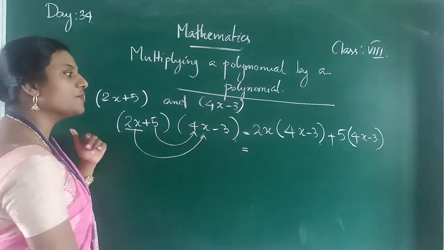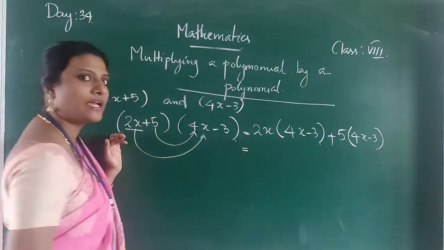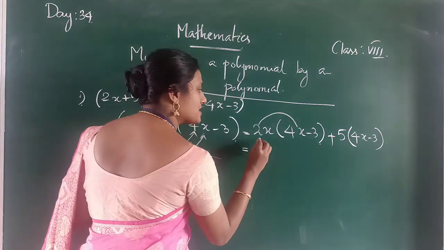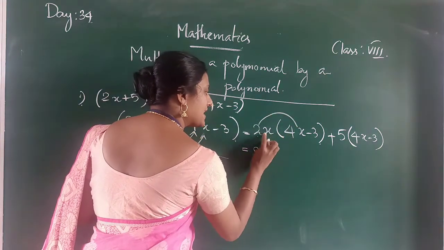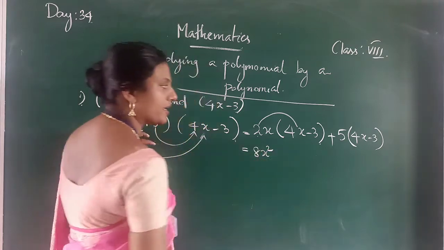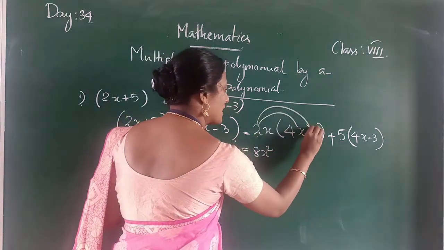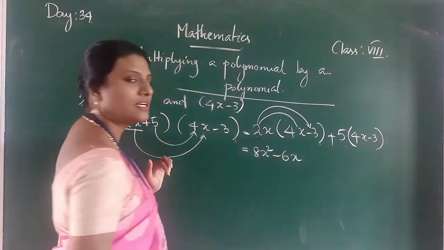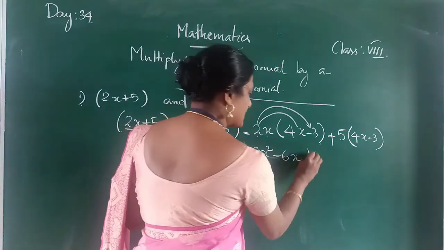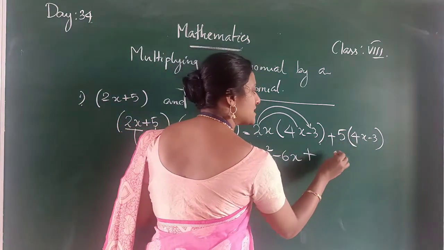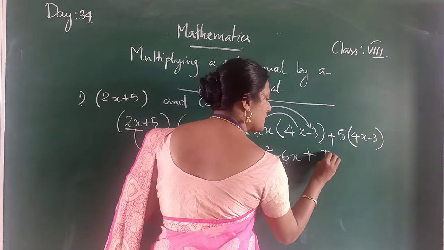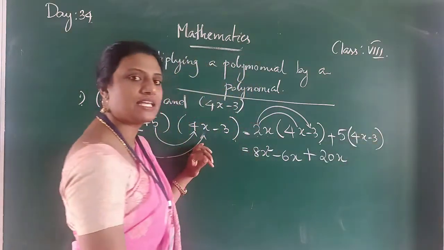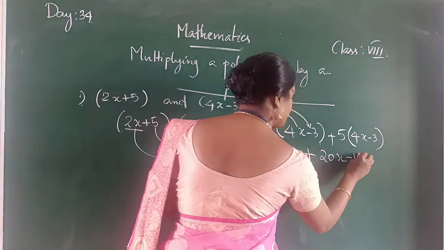Next one. So how do you multiply this one? This is a monomial into a binomial. Here also you have to use the distributive property. That is 2x into 4x is what? 2 into 4 is 8. x into x is x square. Next, 2x into minus 3. 2 into minus 3 is minus, then only one variable, that is minus 6x. Next, plus 5 into 4x is 5 into 4 is 20. 20 into x is what? 20x. Plus 5 into minus 3 is minus 15.